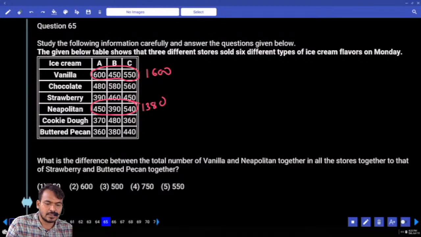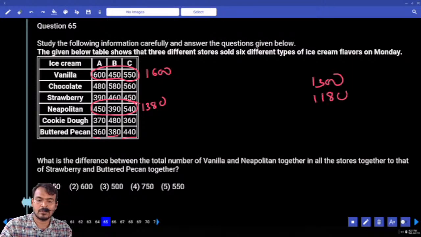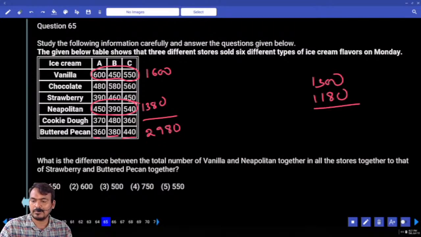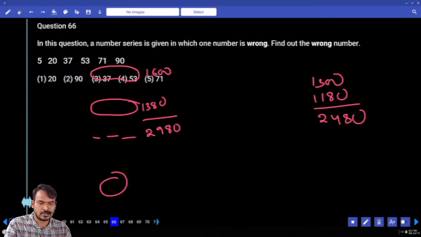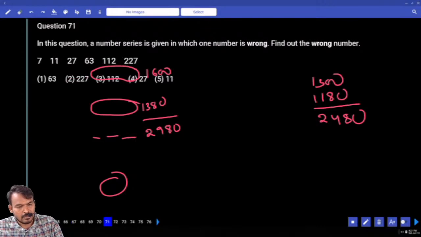Next, strawberry buttered pecan. What is the strawberry value? 390 plus 460 plus 450. 390 plus 460, 850, 850 plus 450, 1300. Next, pecan, 360 plus 440, 800 plus 380, 1180. Okay, what are these two values sum? 2980, and these two values sum 2480. What is the difference? 500. Next, question number 72.